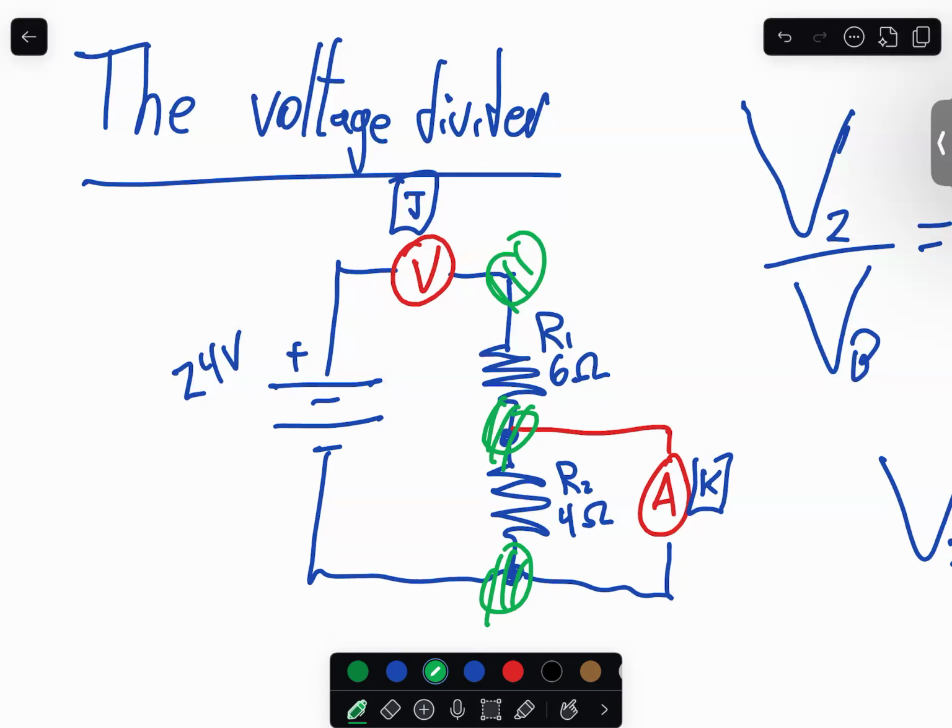What's the voltage at this side of the voltmeter? What's the voltage at this side of the voltmeter? What does the voltmeter read? 24 volts. Turn to your neighbor and discuss why. Tell her why. You get an A.